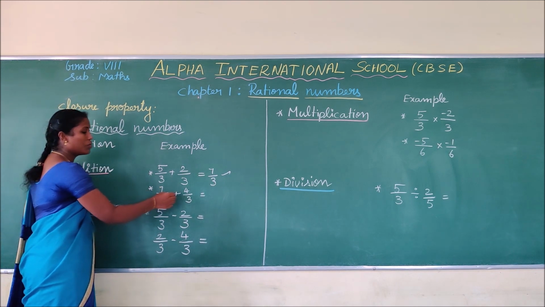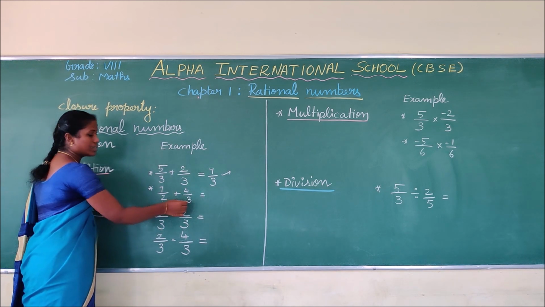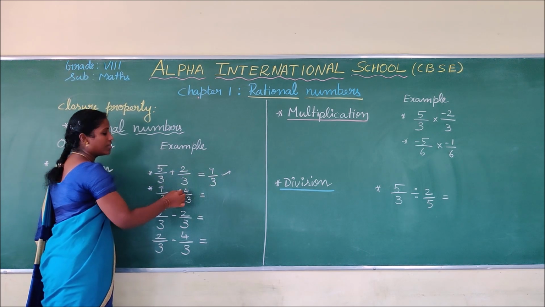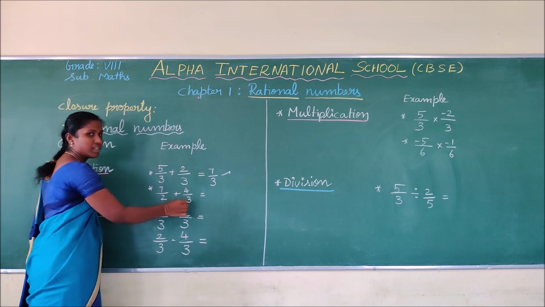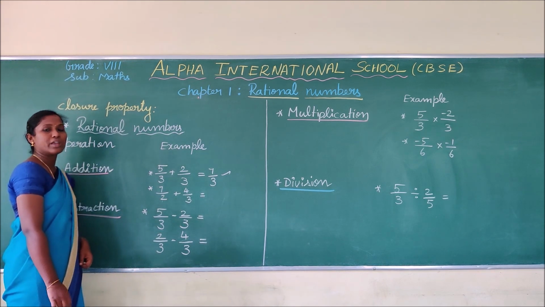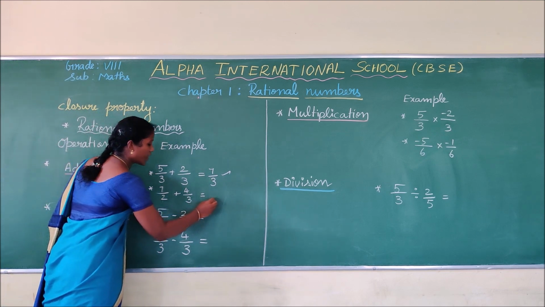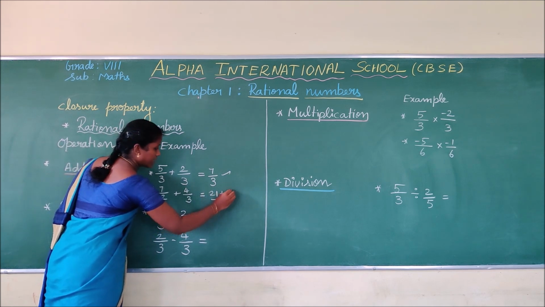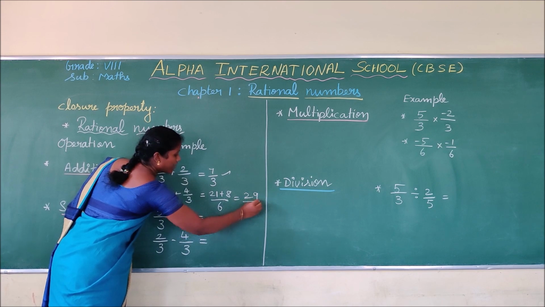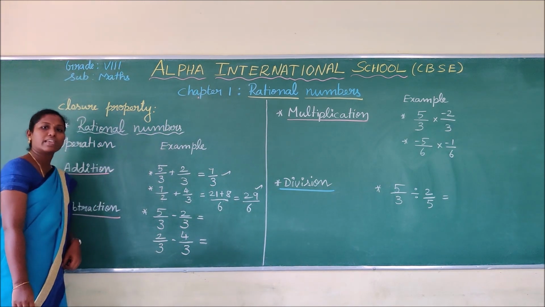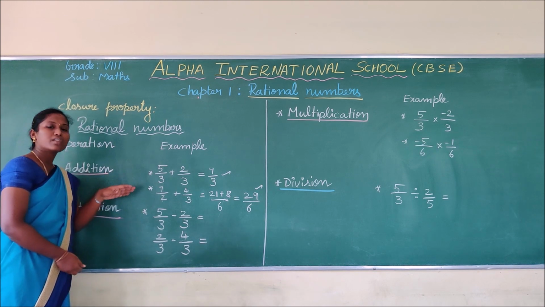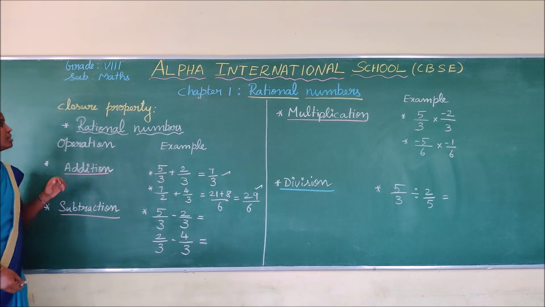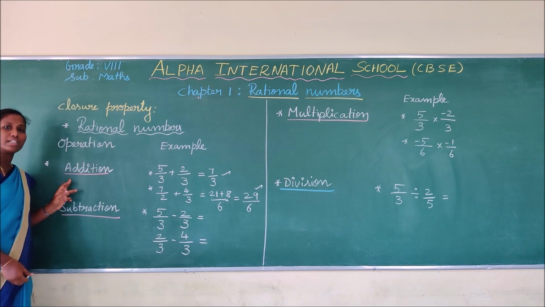Another example, 7 by 2 plus 4 by 3. First look at the denominators. The denominators are different. If the denominators are the same, you can directly add the numerators and put the same denominator. If the denominators are different, you have to take the LCM of the denominators and only then add the fractions. So, the LCM of 2 and 3 is 6. And 7 threes are 21 and 4 twos are 8. So the result is 29 by 6. Is 29 by 6 a rational number? Yes, it is a rational number. So if we check two examples randomly, we are getting a rational number only. So we can say that rational numbers are closed under addition.